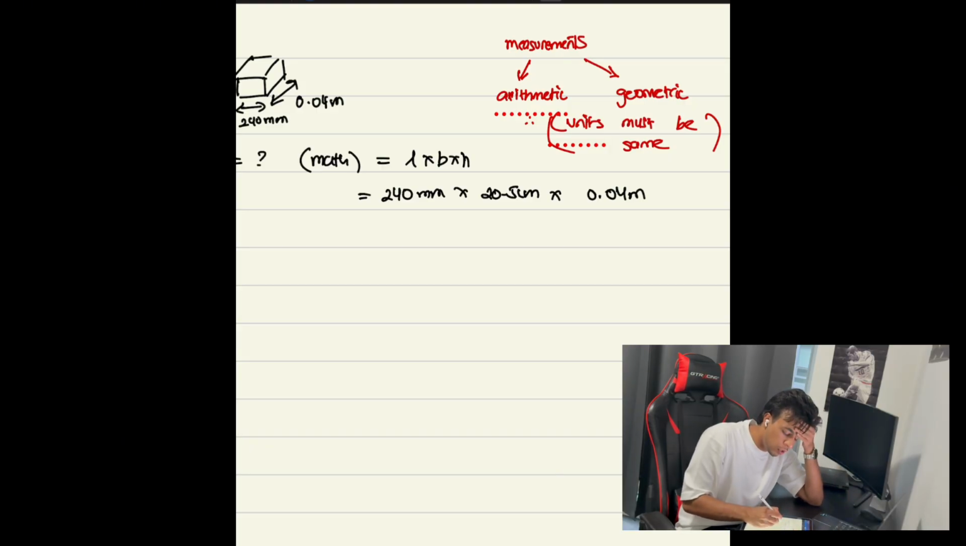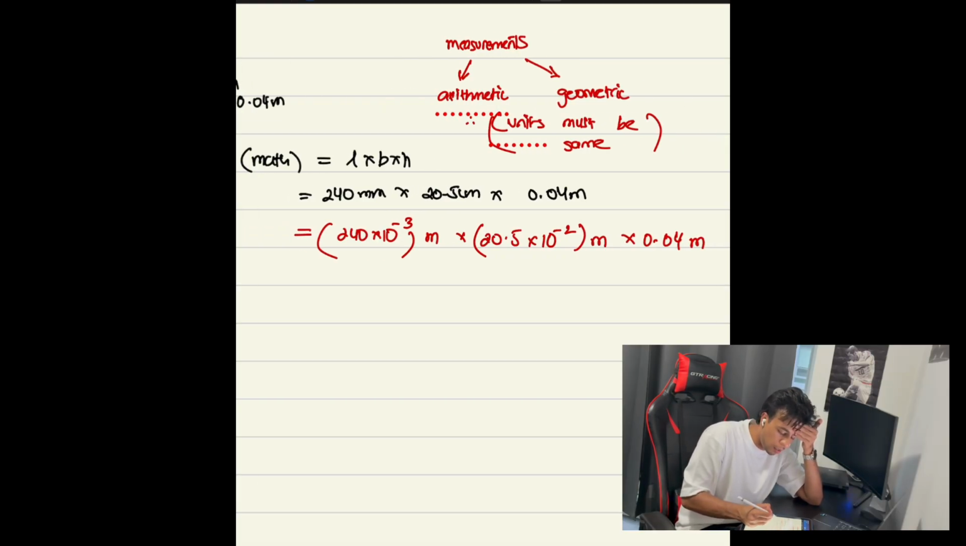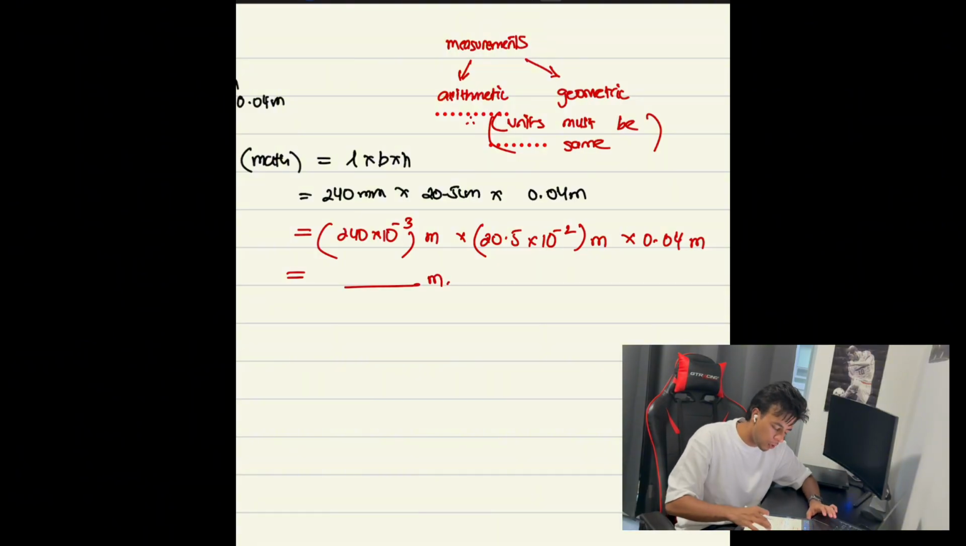So the 240 millimeters becomes this much, multiplied by 20.5 centimeters, which becomes this much, multiplied by 0.04 meters, and then you use your calculator to get your answer in meters. That's basically how simple it is.